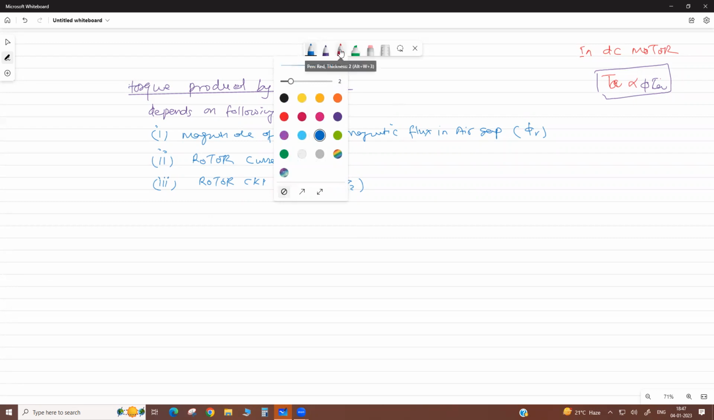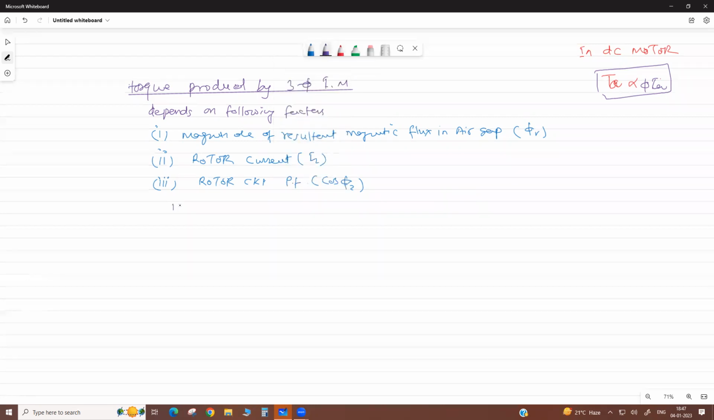If we write it mathematically, we can write that this torque, the electromagnetic torque, is proportional to the resultant magnetic flux in the air gap, I2 and cos phi 2. Okay, dear, this is one.